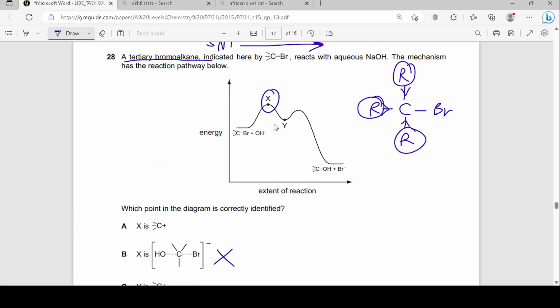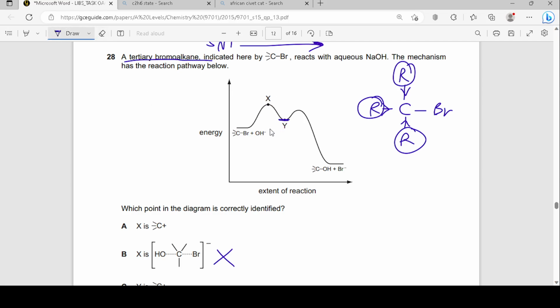So X is a peak. I would probably assume it's for the activation energy, right? So there are two activation energies, right? One here and one smaller one here from the intermediate to that, and basically this is just for the activation energy. So X cannot be an intermediate.